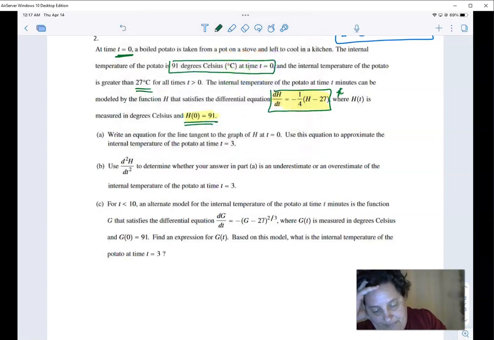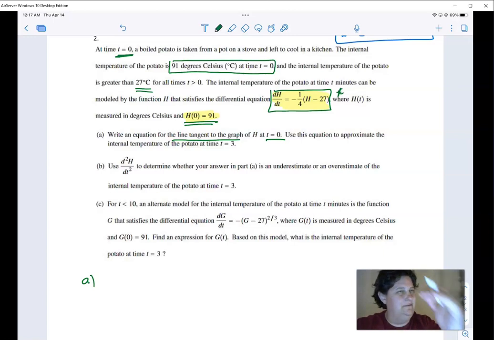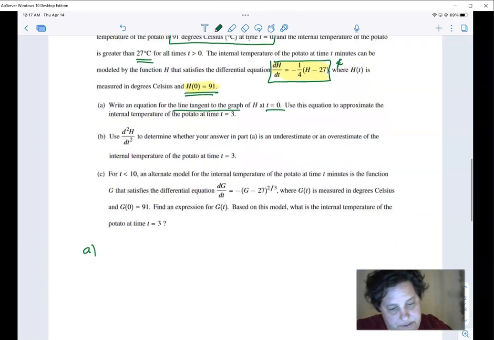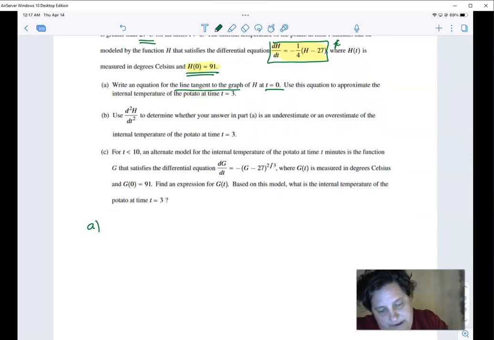Part A. Write an equation for the tangent line at time 0. Use the equation to approximate. Gosh, does that look familiar? It's pretty much the exact same thing we just did, right? So you see a lot of times if they choose to test you on a differential problem, it'll kind of follow the same process, you know? All right. y minus y1 is m times x minus x1. Okay.